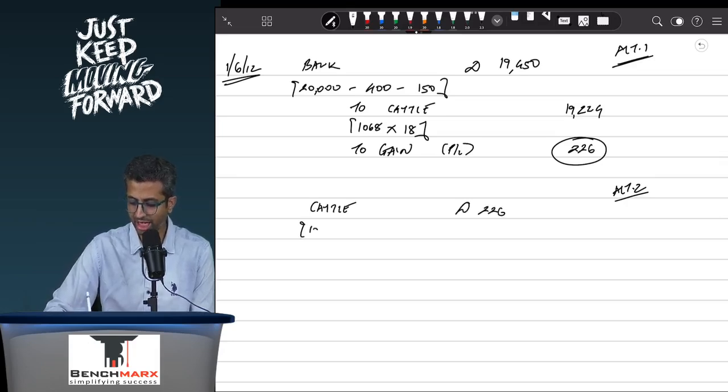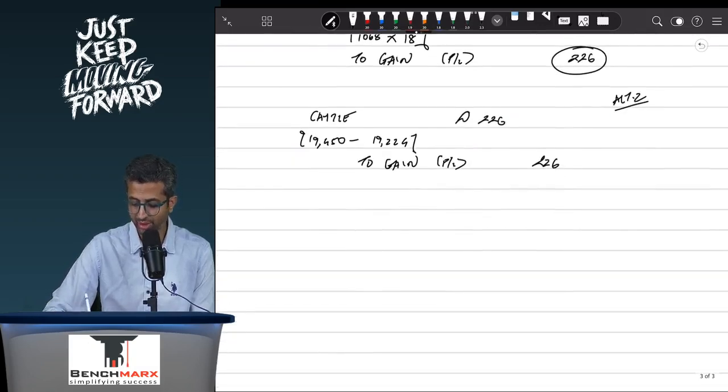That is nothing but 19,450, which is what we are going to get, as opposed to 19,224 at which it is appearing, to, let us say, the gain on remeasurement, which will again be taken to the P&L account. So this is 226. Now secondly, when you will sell this cattle, bank account will be debited by 19,450, and you will credit the cattle which in your books has, now this cattle has come to 19,450. Now this is alternative 2.